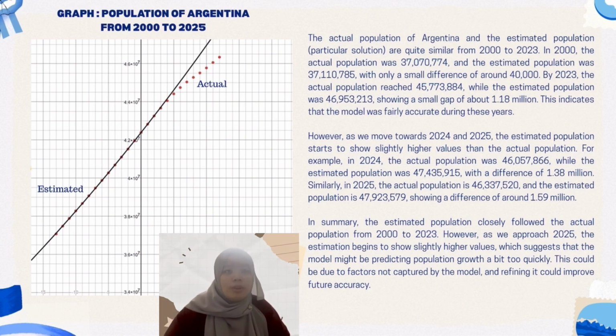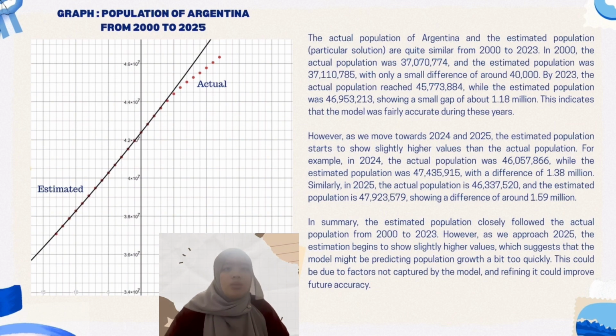In 2000, the actual population was 37,070,774, and the estimated population was 37,110,785, with only a small difference of around 40,000. By 2023, the actual population reached 45,773,884, while the estimated population was 46,953,213, showing a small gap of about 1.80 million. This indicates that the model was fairly accurate during these years.